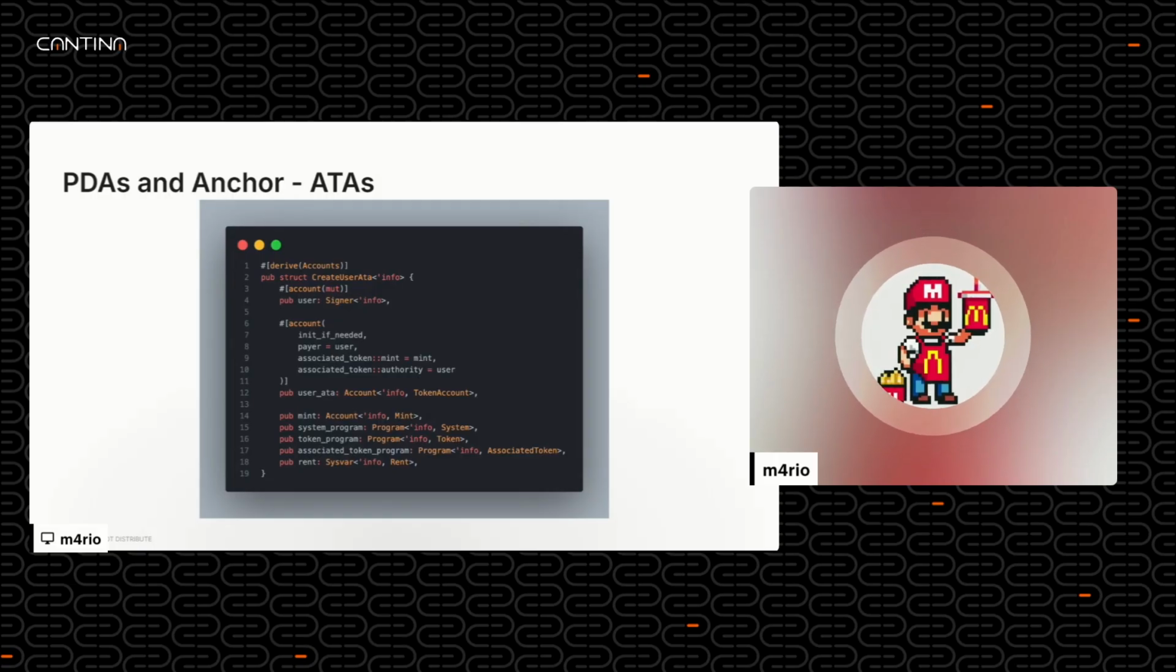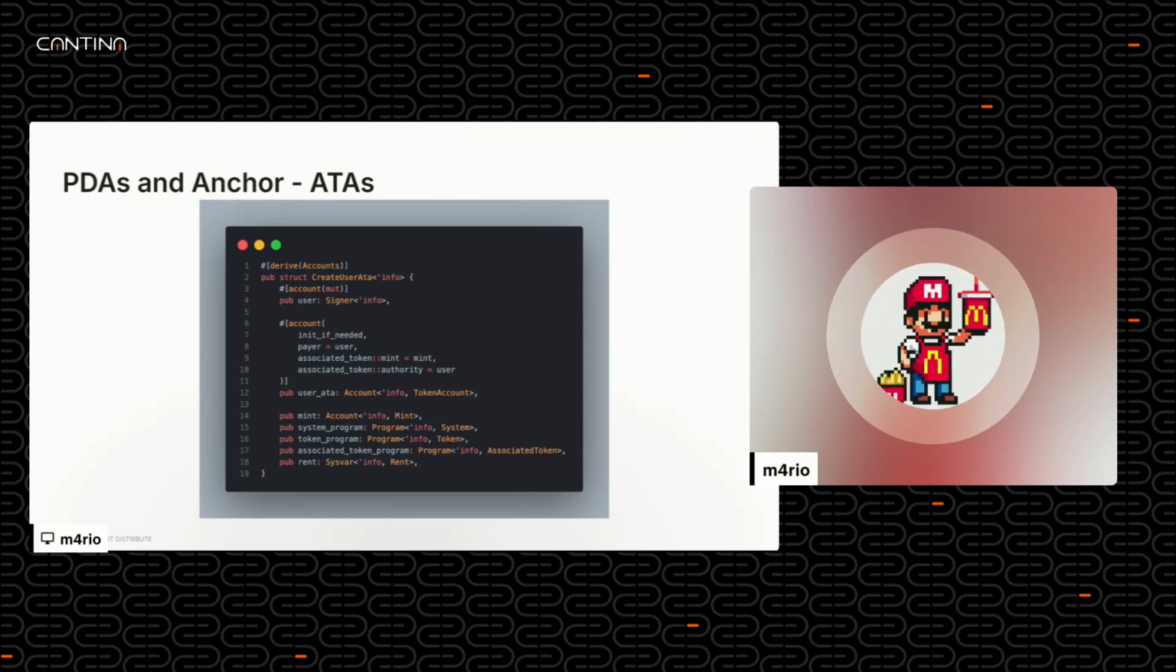This ATA address is basically derived from the wallet, the user's public key, that being the user. The token means the public key, which is the mint. The SPL token program, because this is a token account and it's an SPL token account, right?